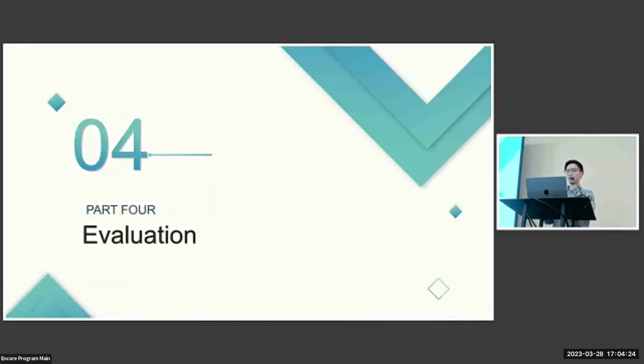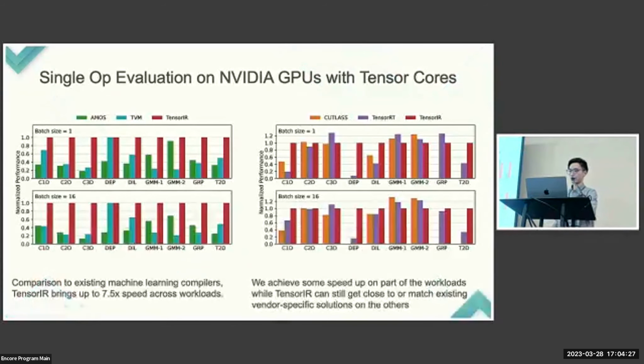So let's see the experiment results here. This slide shows the performance on NVIDIA GPUs. Compared to the existing machine learning compilers, TensorIR brings up to 7.5x speedup across workloads. Compared to the platform-specific libraries, we pick CUTLASS and TensorRT, which are regarded as the fastest libraries for GPUs with tensor cores. We achieved some speedup on part of the workloads, while TensorIR can still get close to or match the existing vendor-specific solutions on the other workloads.